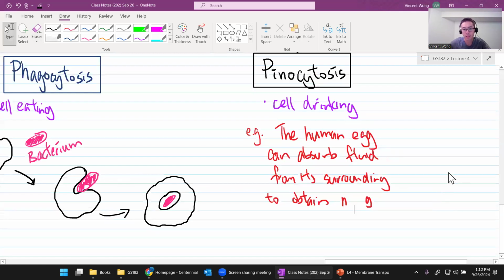Oh boy, let me see. Okay, the G is not disappearing. I don't know why I keep trying to erase it. It just won't go away. Okay, just know that I'm writing nutrients.